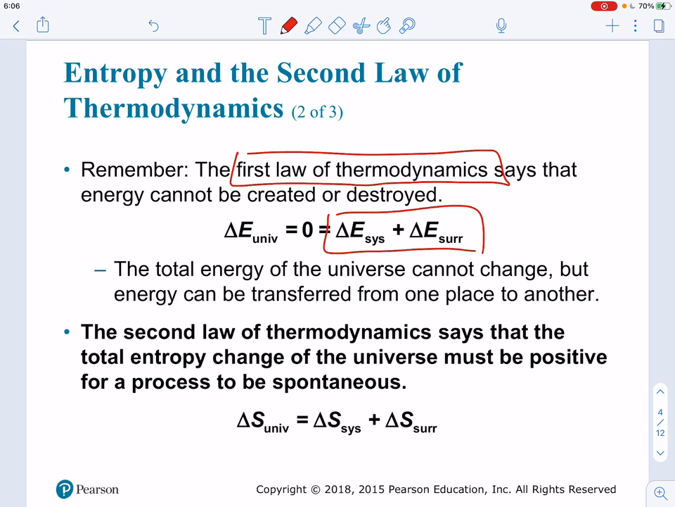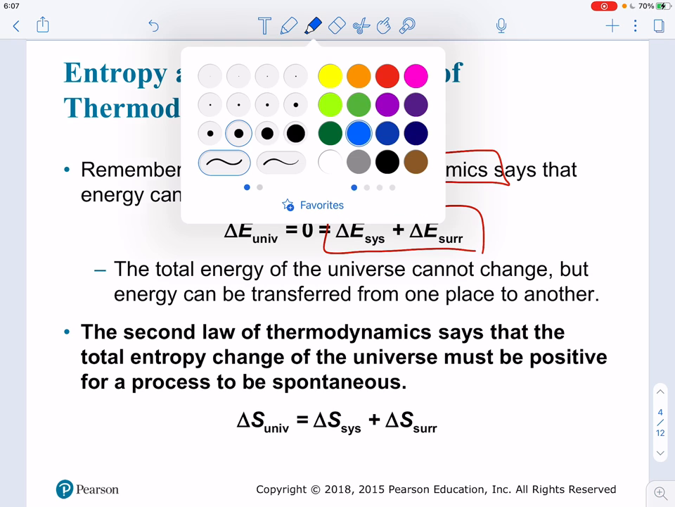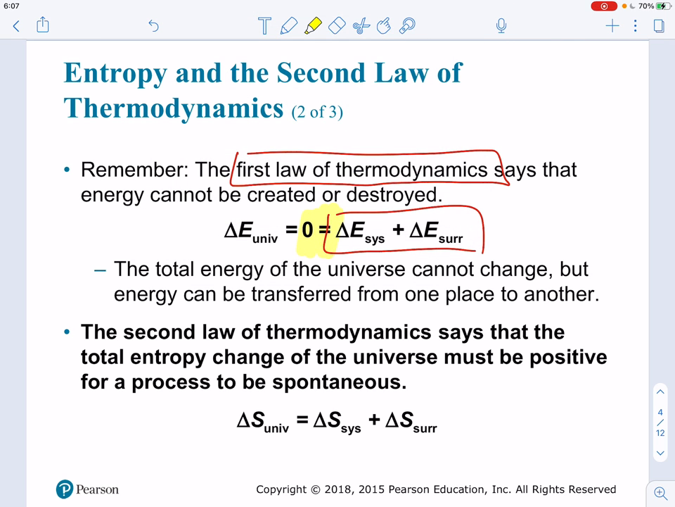However, if you set your universe correctly, then the transfer of energy occurs only between the system and the surroundings. That's what allows for the transfer of energy between compartments within the universe. But the change in energy within the universe still is zero. So this is a critical thing to remember. The change in energy of the universe is zero. That's the first law of thermodynamics.